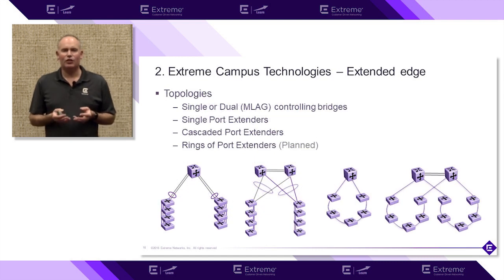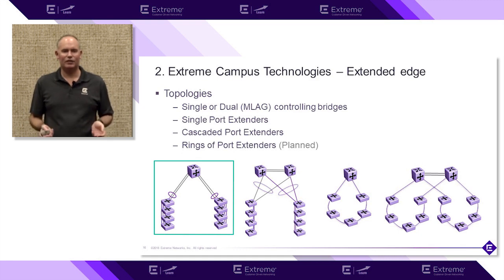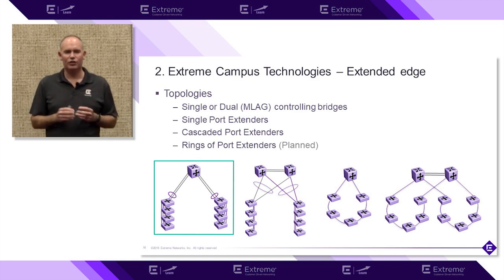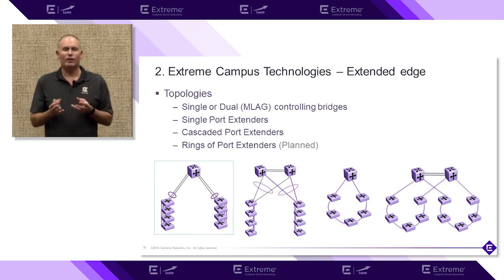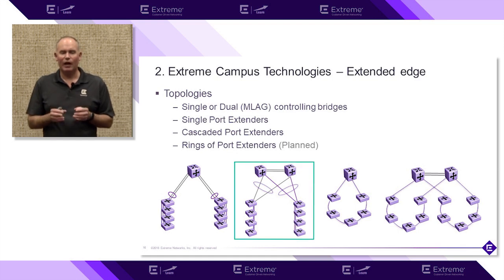The extended edge can also have some interesting topologies, as we see on this screen. So the basic topology, just here, has a single controller bridge and then some stacks of port extenders that are connected back to that single controller bridge using a link aggregation group. This is the basic configuration. However, if we put two controller bridges in and configure them in a multi-chassis lag or a cluster, we actually can connect our port extender stacks to different controller bridges. And this removes the single point of failure of a controller bridge. We now have a redundant solution.